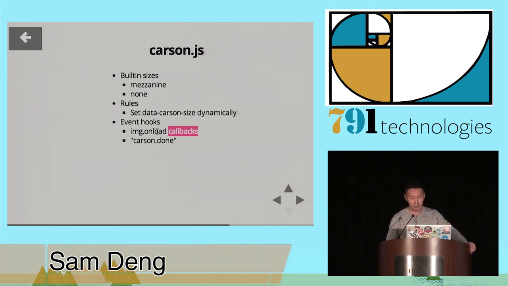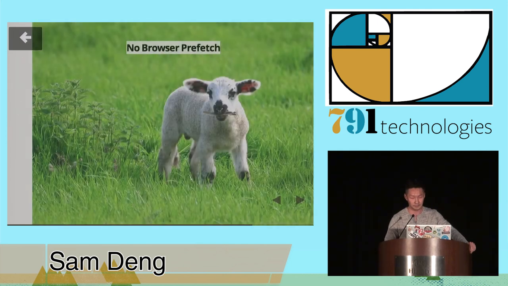Event hooks are nice, so when images load, you want to control how it's presented to the user, so maybe it's kind of faded in and whatnot. Carson done is the same thing, but for all of the images, so maybe you want them all to fade in at the same time when they're done loading.